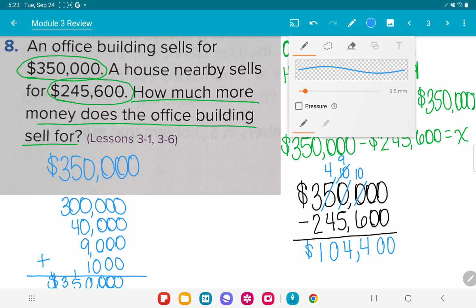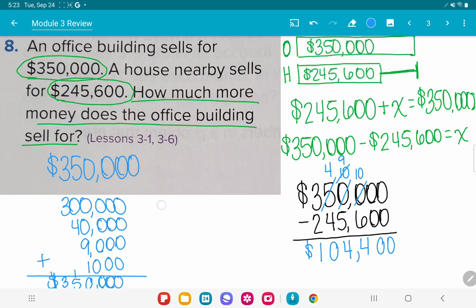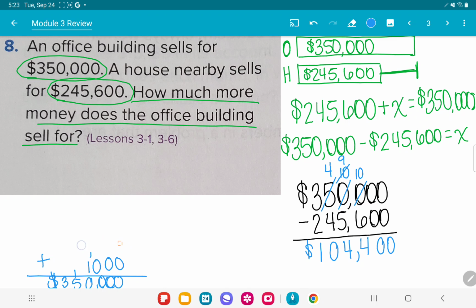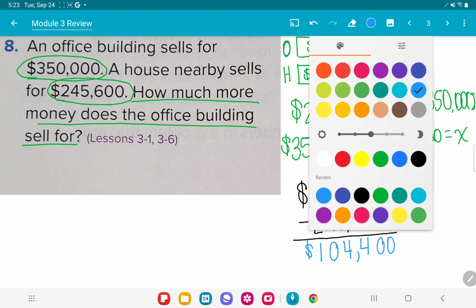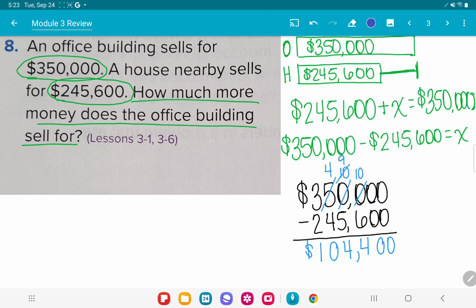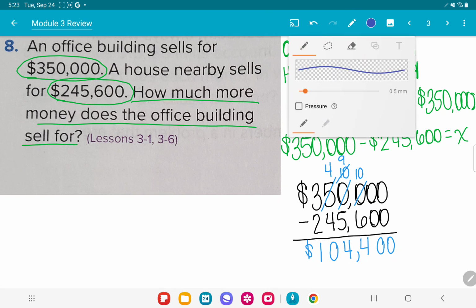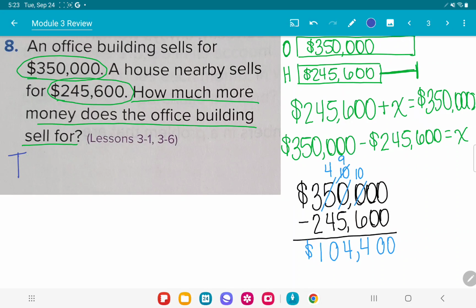Going to erase this really quickly so that we can check our work. So we've just solved how much more money does the office building sell for. We found that the office building sold for $104,400 more than the house.